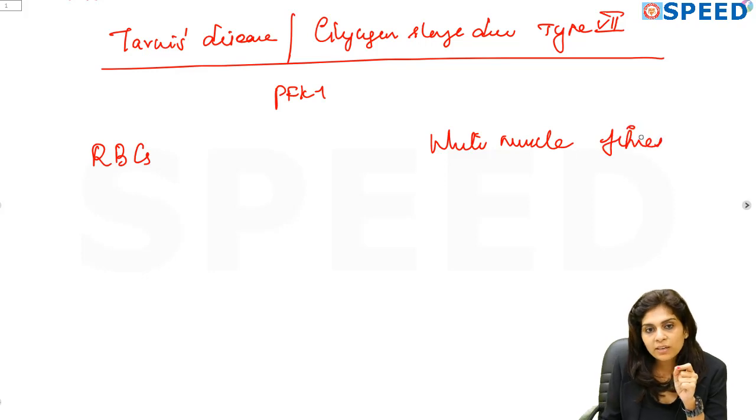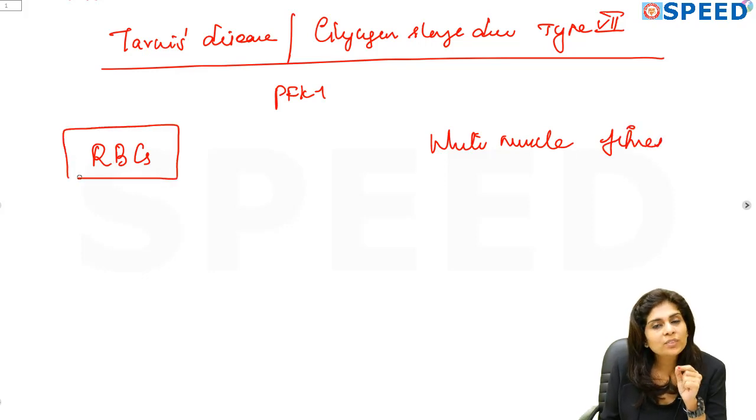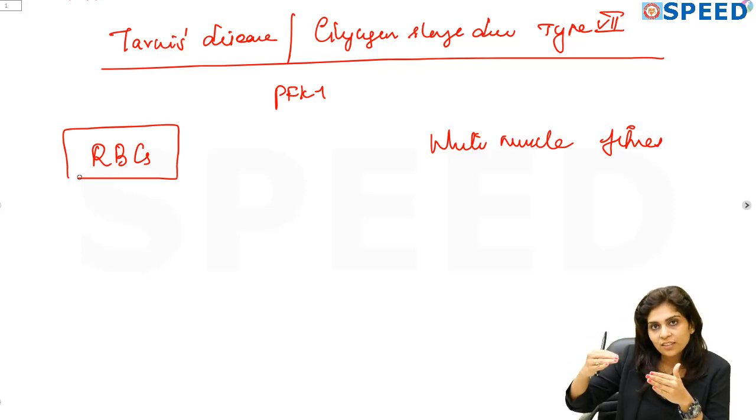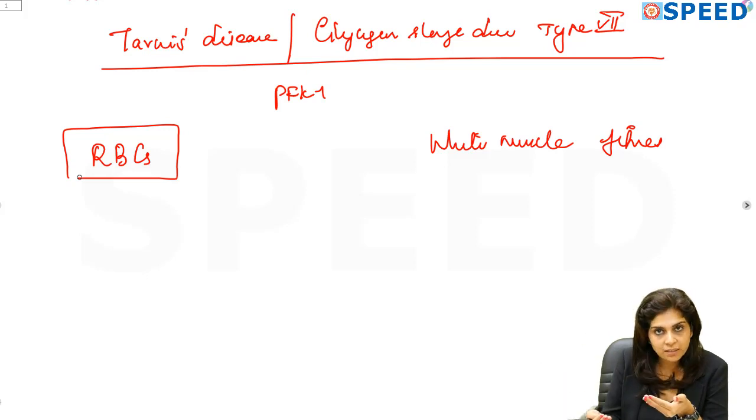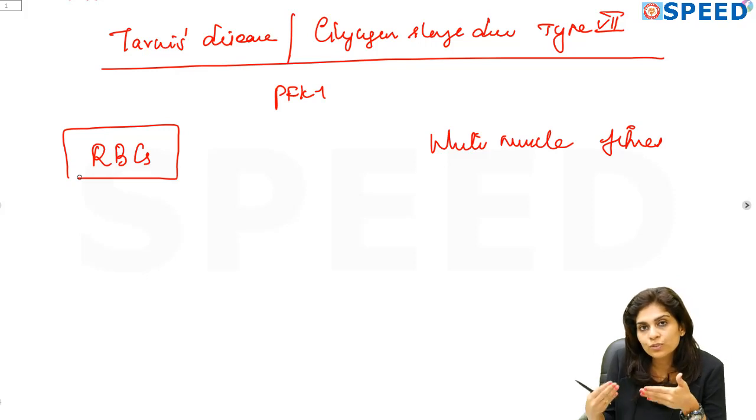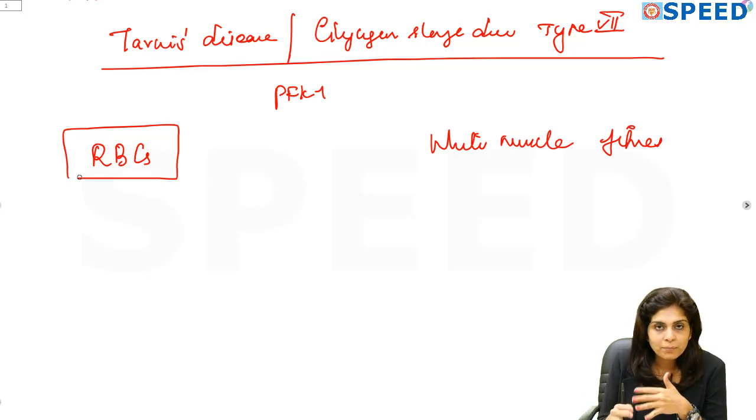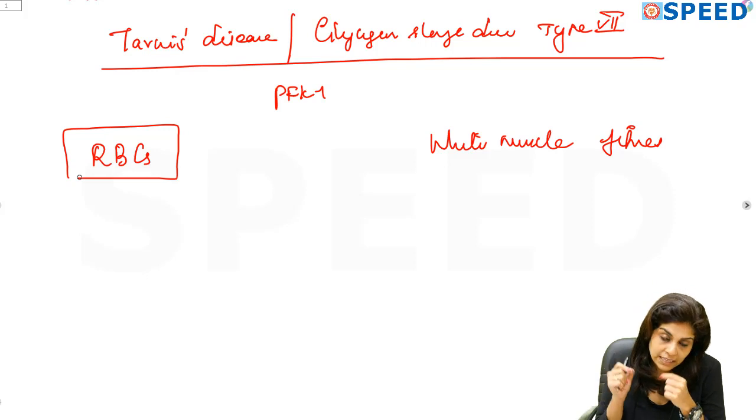Okay. Now my question to you is, why do you think RBCs need ATP at all? Yeah, since the beginning of the session, I've been telling you RBCs don't have mitochondria, but they have to produce ATP. So they're dependent on anaerobic glycolysis. So they're dependent on glucose as their fuel. Agreed. But why do you think they need ATP at all?